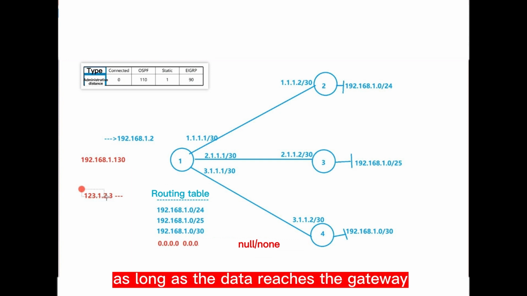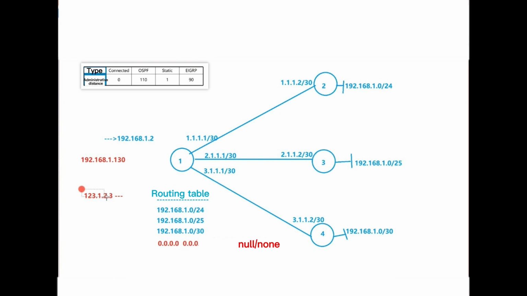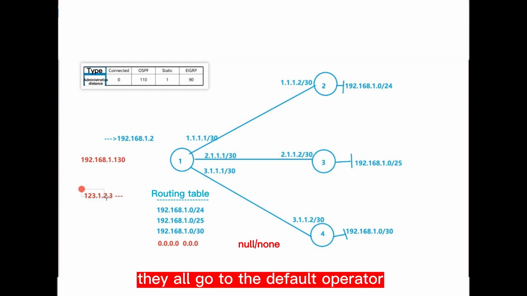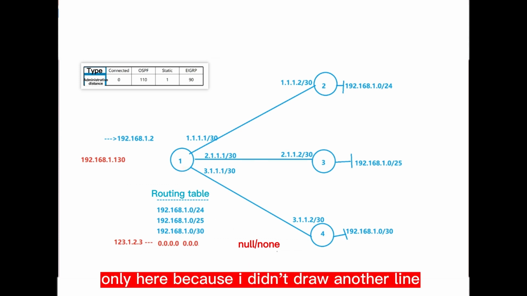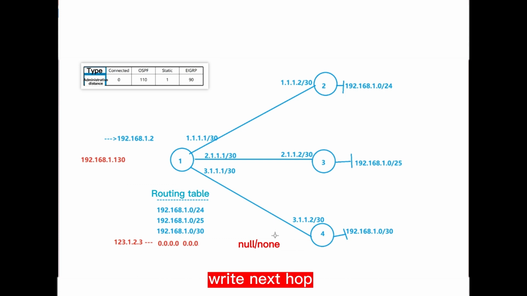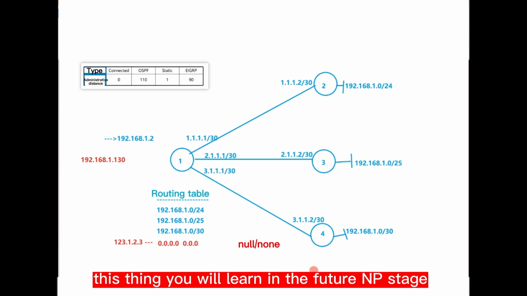As long as the data reaches the gateway, it receives this data to help forward. They all go to the default operator. Same. Send this 123.1.2.3. It is possible to match. Only here because I didn't draw another line. Write next hop. I can only write a none to it. This thing you will learn in the future NP stage.